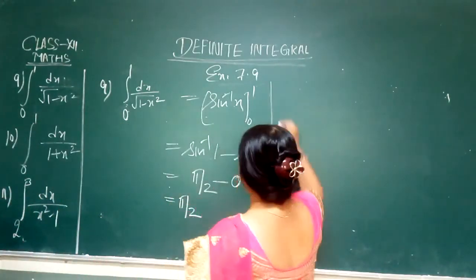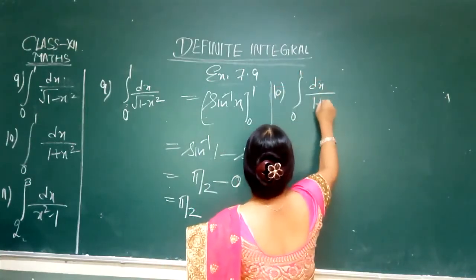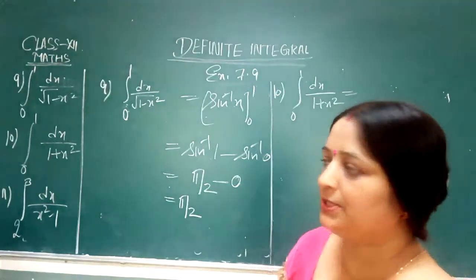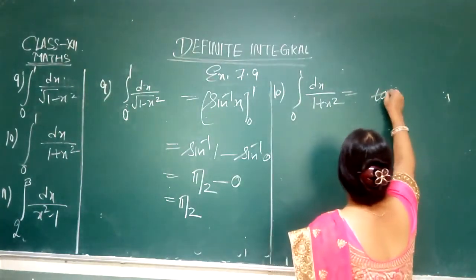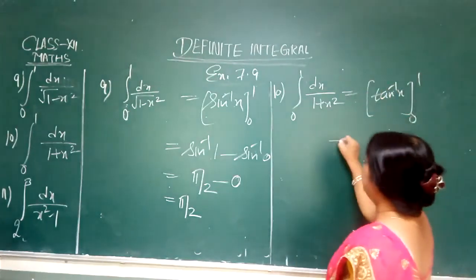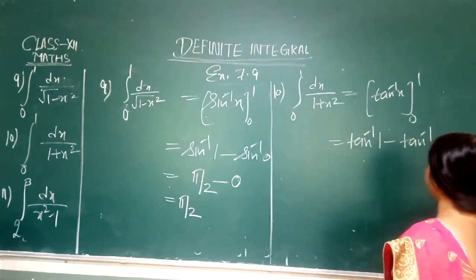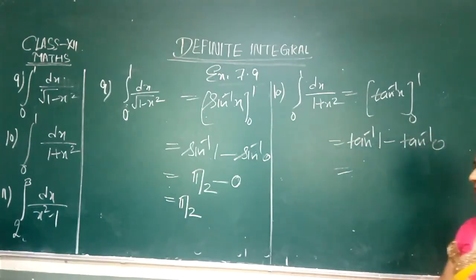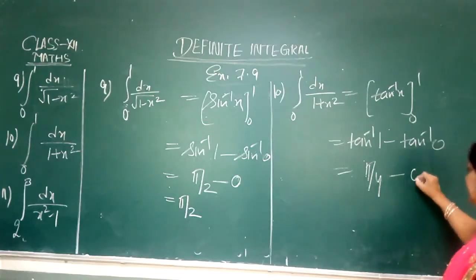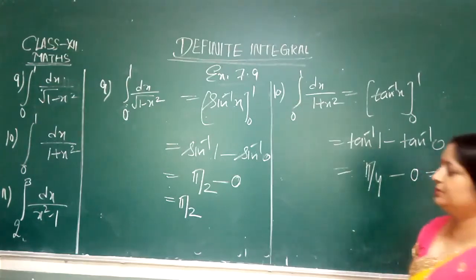After that, question number 10 is the integration of 0 to 1 dx upon 1 plus x square. You know that the formula of integration of 1 upon 1 plus x square is tan inverse x, and the limit is 0 to 1. So after applying the limit, tan inverse 1 minus tan inverse 0. Tan inverse 1 is pi by 4, because at 45 degrees tan is 1, and tan inverse 0 is 0. So what is the answer? Pi by 4 is the answer of question number 10.